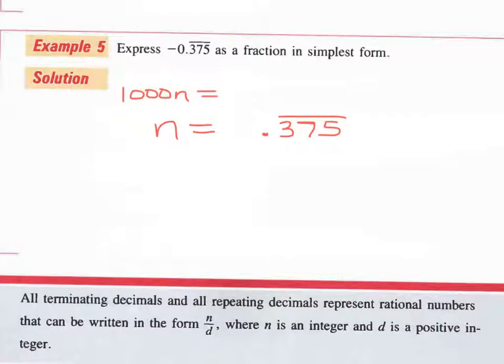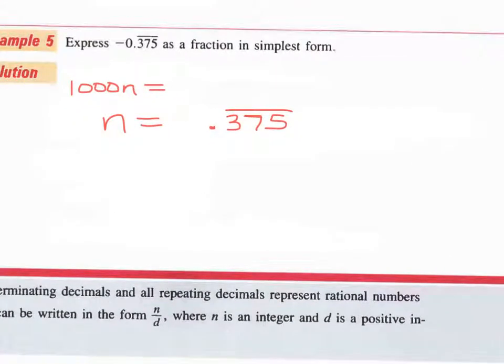And then I'm going to go over here and write 0.375, 375, because I need to move my decimal point 3 times. 1, 2, 3. So over here, I'm going to write 375.375.